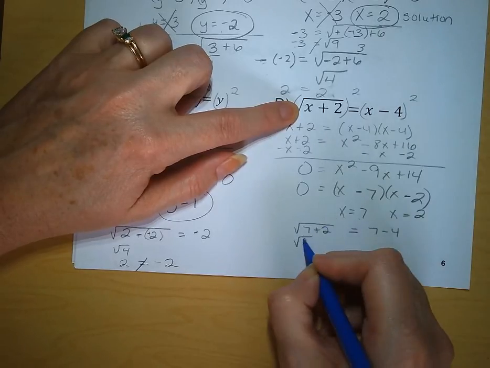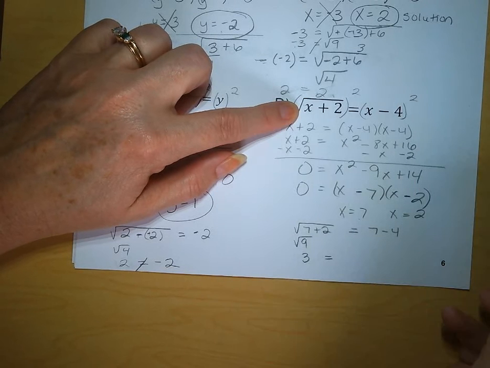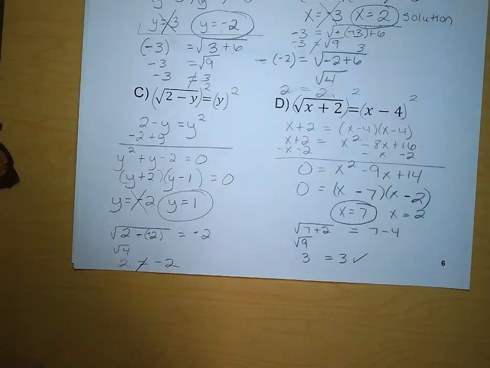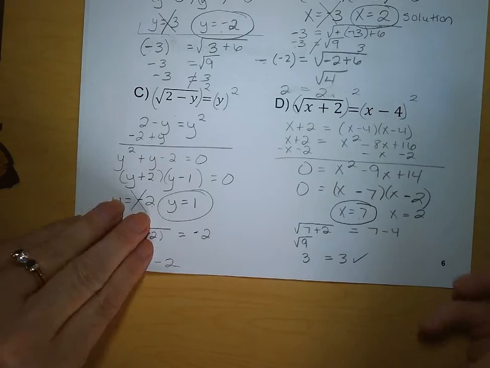7 plus 2 is 9. The square root of that is 3. And 7 minus 4 is 3. Does 3 equal 3? Yes, it does. And that is our solution.